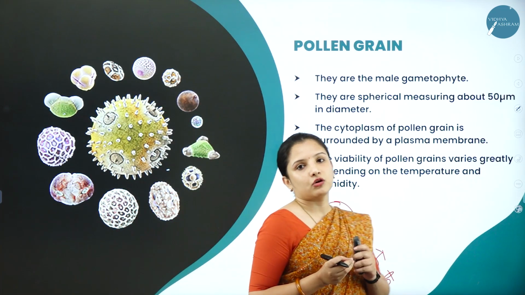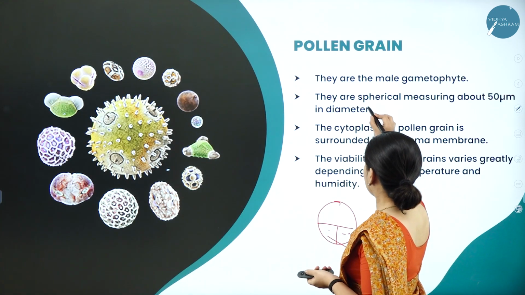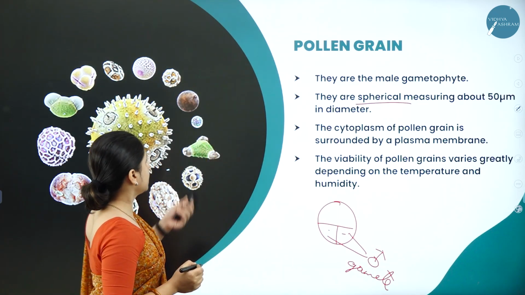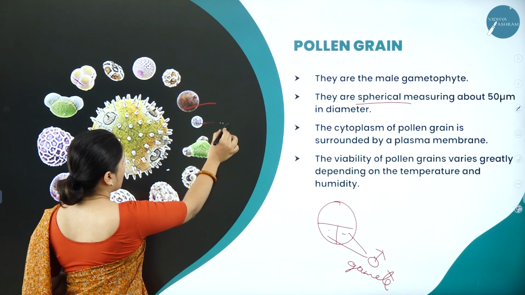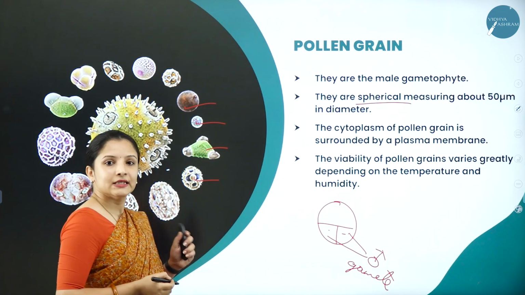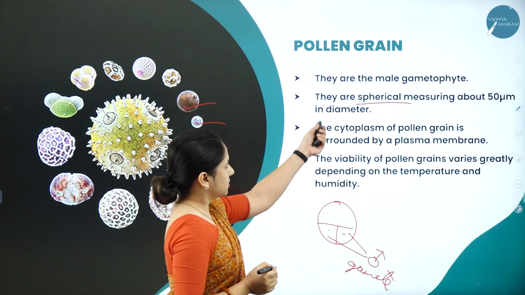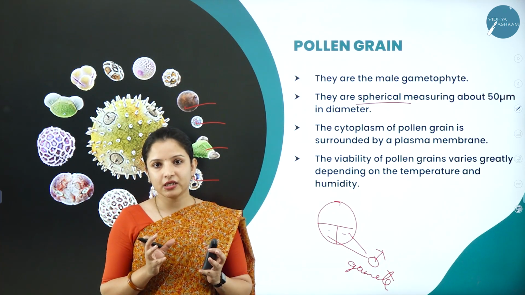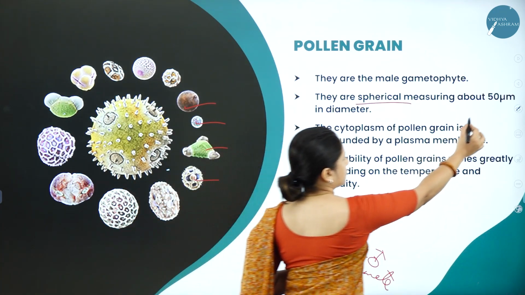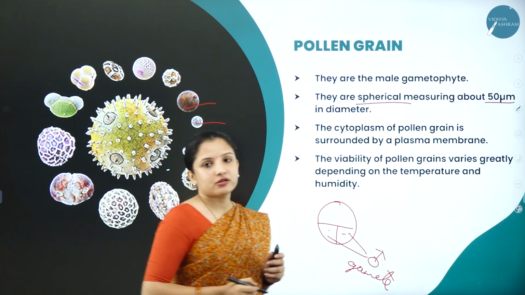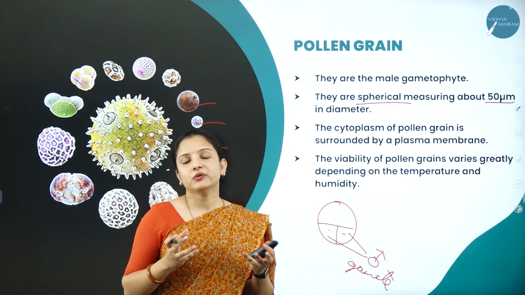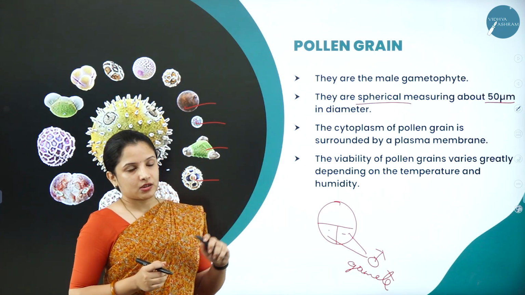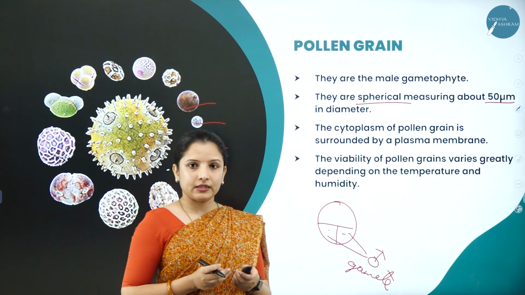So the pollen grain is also called the male gametophyte, and they are spherical. So when you observe a pollen grain, they are either circular or spherical. And so you can see all the pollen grains are almost spherical. So the pollen grains are spherical, and they have a measurement, that is their diameter is about 50 micrometers. So usually the pollen grains have a diameter of about 50 micrometers. So why do we say it is a diameter? Because it is circular, right? That is why the measurement is in diameter.